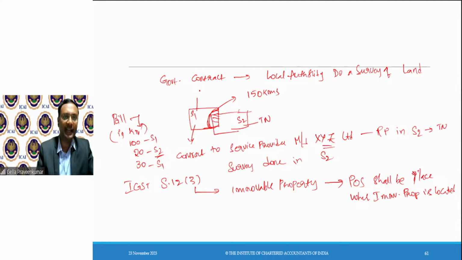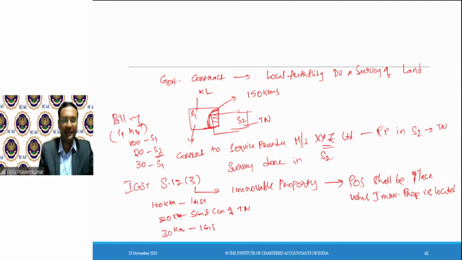State 1 is Kerala. So here, when the supplier has to raise the bill, what will he do? For 100 kilometers, he will charge IGST. For 20 kilometers, he will charge SGST and CGST of Tamil Nadu. Again, for the balance 30 kilometers, he will charge IGST. Why IGST? The service provider is from Tamil Nadu. Place of supply is Kerala. By virtue of that, IGST will be charged.